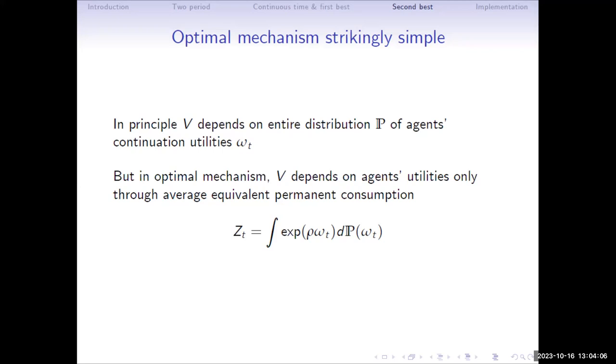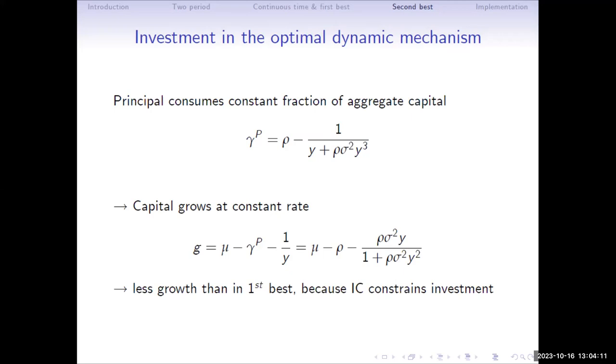And so in the optimal mechanism, just like in the symmetric information case, the principal is consuming a constant fraction of capital, and the capital grows at a constant rate, just like in the symmetric information model. But the rate of growth of capital is lower than in a symmetric information model. And intuitively, that comes from the fact that we have the incentive constraint. And you remember the incentive constraint was saying something about capital. It was constraining the ability to have capital. And so that incentive constraint is reducing growth.